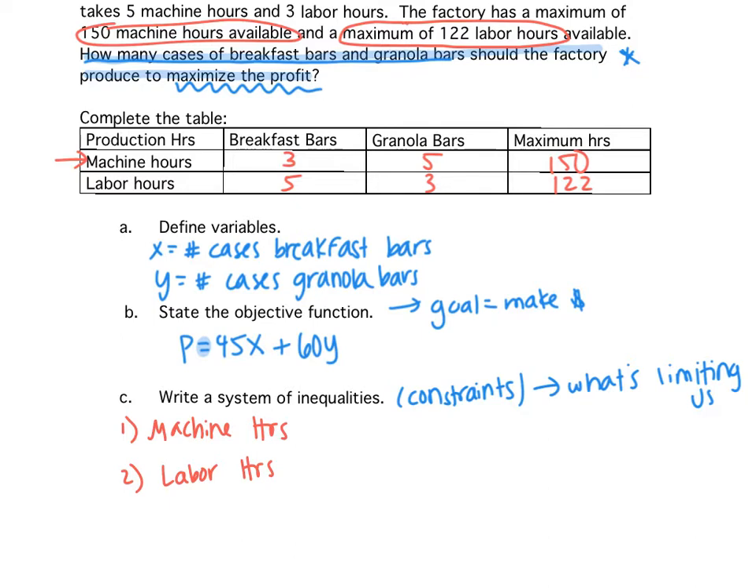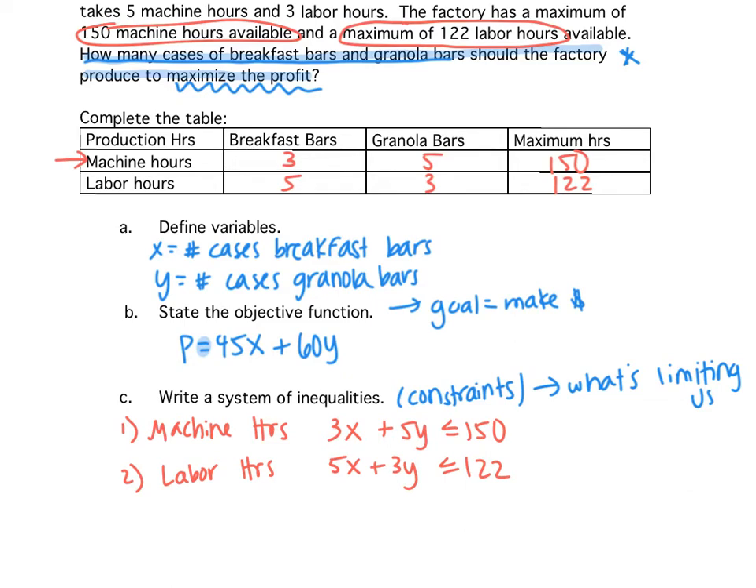For the machine hours, if I have X cases of breakfast bars, 3X is all the hours spent on the breakfast bars. I then have 5Y, all the machine hours that are spent on granola bars. When I add those together, they have to be less than or equal to the 150 hours I have. Similarly, for the labor hours, it takes me 5 hours for every case of breakfast bars, and then 3 hours for every case of granola bars, and that's going to be less than or equal to 122.